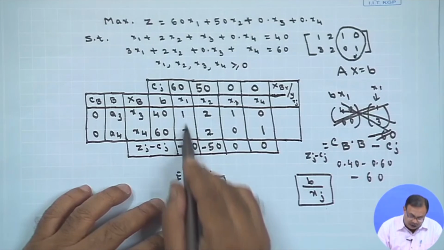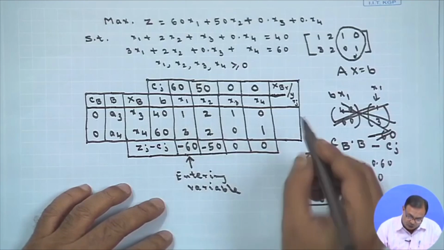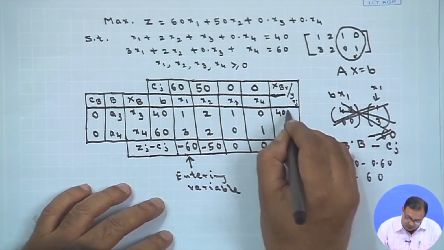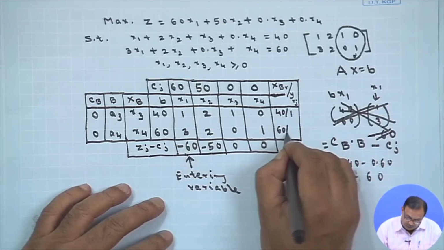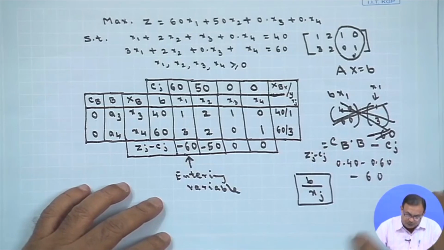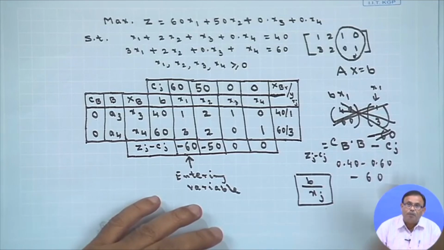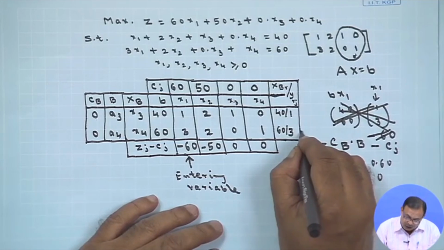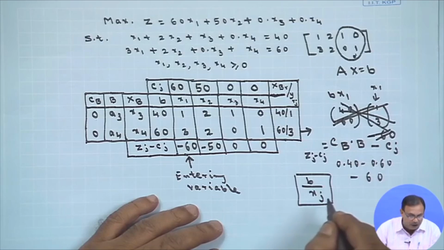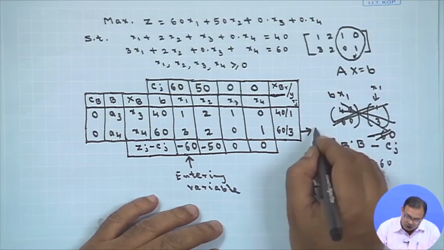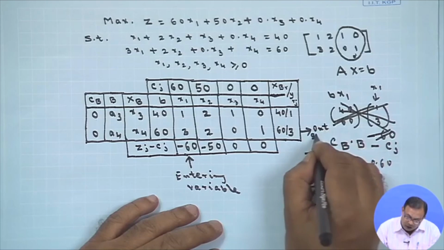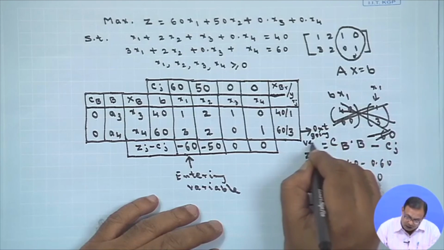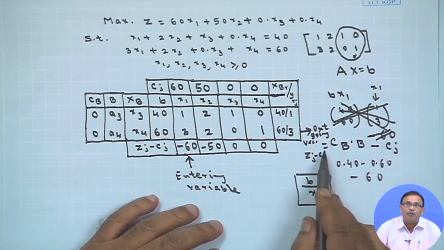So, here this is the entering variable. The variable is x1. So, it will be 40 by 1 and 60 by 3. The minimum value of these two is obtained here. The minimum value is obtained for this one. So, this we say is the outgoing vector. Please note that this is the outgoing vector.